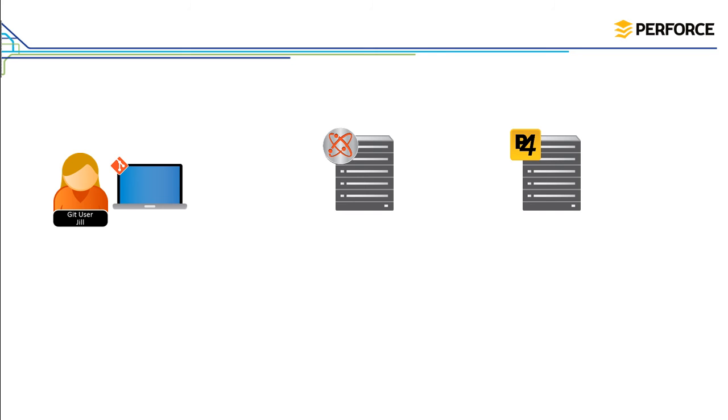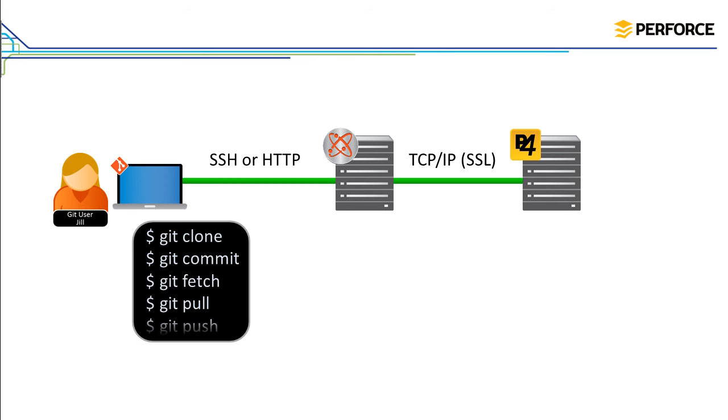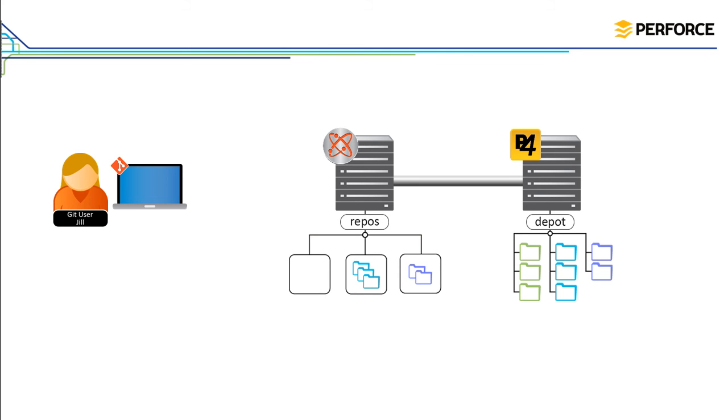Git users connect to Git Fusion through the SSH or HTTP protocol. Git Fusion connects to the Perforce server using TCP/IP with the option to use SSL. Git users interact with Git Fusion as they would any other Git remote repository, issuing standard Git commands to clone repos and transfer data. When a Git user issues a command such as clone, Git Fusion syncs the files into a workspace to create a remote repo, and then they are copied to the Git user's local machine.